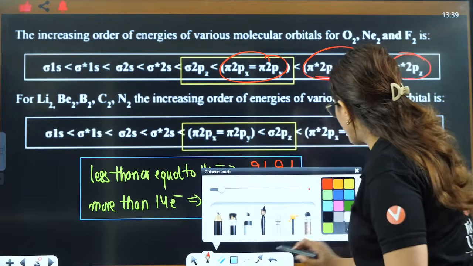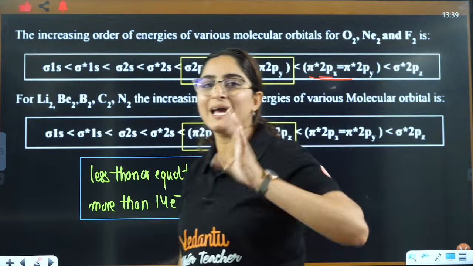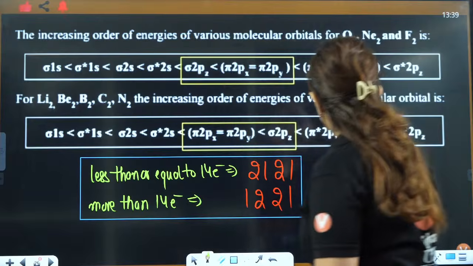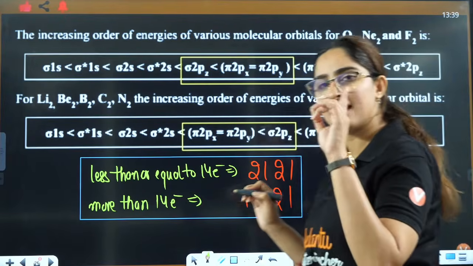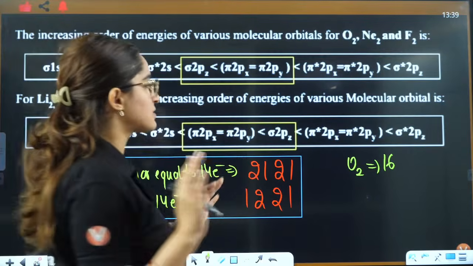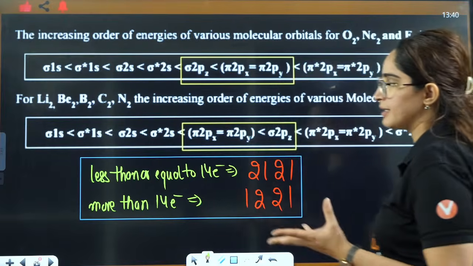Now I'll tell you how to apply it in the exam. For example, I have O2. O2 is how many electrons? O2 is 16 electrons. One oxygen has 8 electrons, so 2 oxygens will have 8 into 2, 16 electrons. Now how will you fill it?